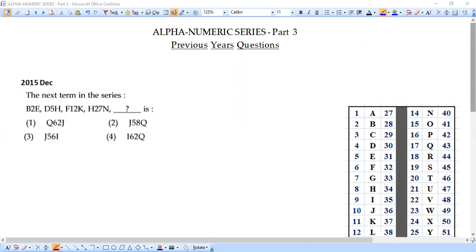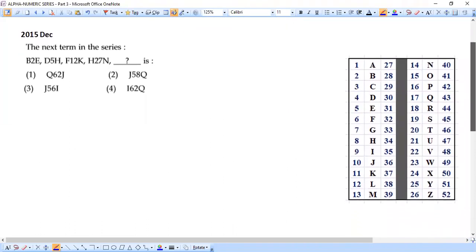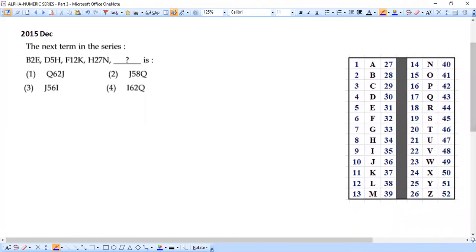So we'll move on to the first question. Our first question is from the year 2015, December. Let's give a try. I will number this question. Question number 1, from 2015, December. The question says, what's the next term in this series? We have a series given to us and we need to predict the next term that will fill this blank. We also have the alphabets along with their corresponding numbers. You can see it on the right hand side. We'll make use of that.